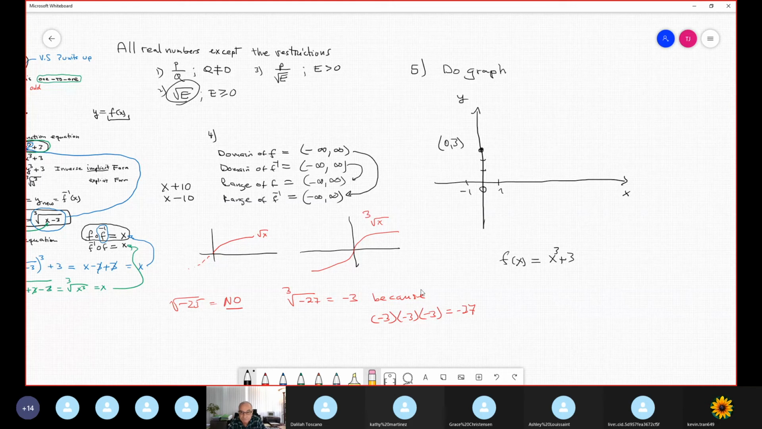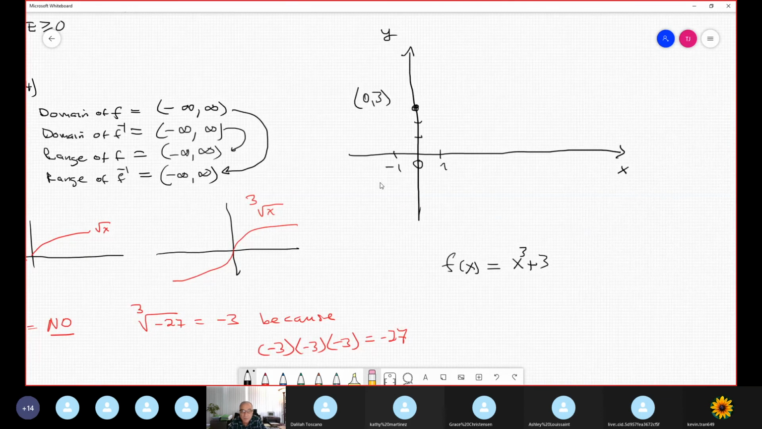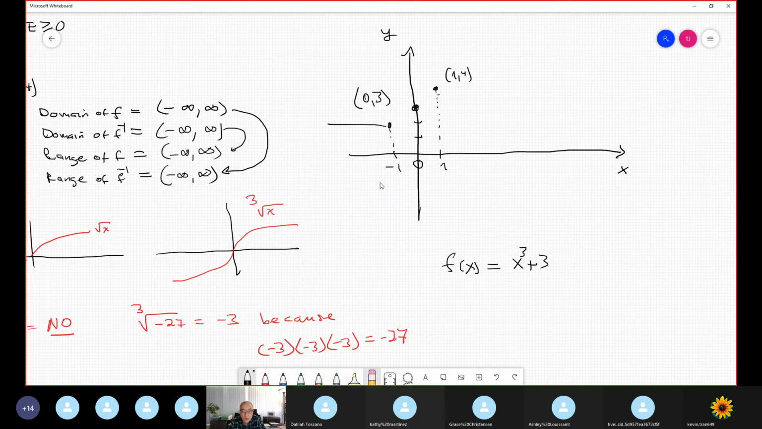Let me make a zoom to see more clearly. And at 1 it is obviously 4. That point is the point 1,4. Because 1 cubed is 1, plus 3 is 4. And at negative 1 it is 2. That point is the point negative 1,2. And our graph looks like that. More clear. You know, this arrow indicates it continues forever, similar to this.